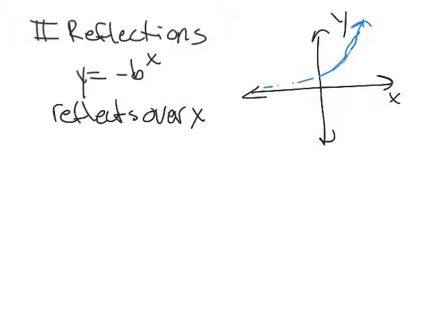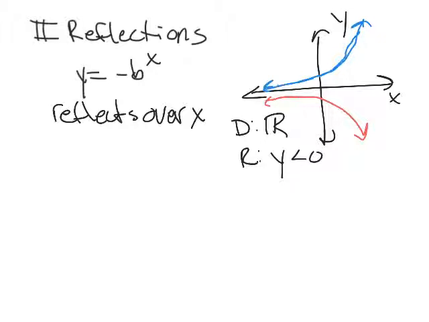Well, I'm just going to do it. It doesn't like me doing the dots. Then my reflected function is going to be the mirror image over the x-axis. The domain doesn't change. It's all reals. My range now is y is less than 0.